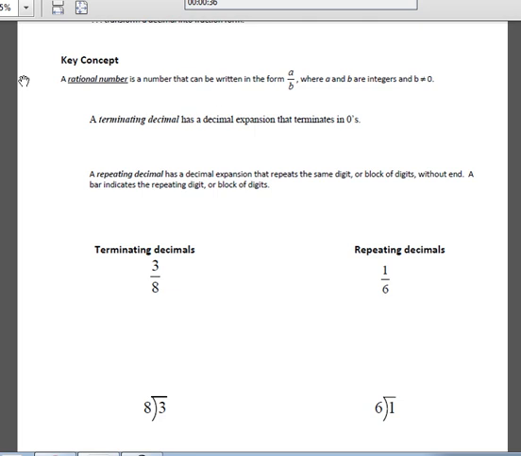And our key concept: a rational number, remember, is a number that can be written in the form a over b, where a and b are integers and b is not equal to 0. Remember, we can't have 0 at the bottom of a fraction, and we can't divide by 0. A terminating decimal is a decimal expansion that terminates in zeros, or basically a decimal or number that ends. And a repeating decimal is a decimal expansion that repeats the same digit or block of digits without end. A bar indicates the repeating digit or block of digits.